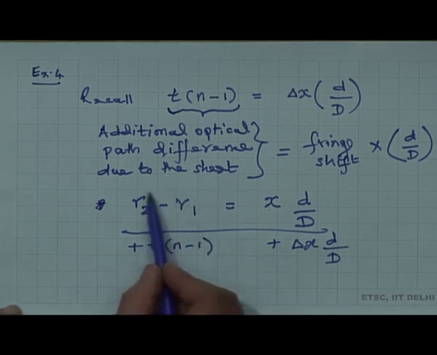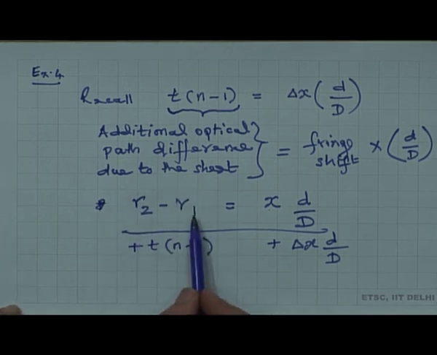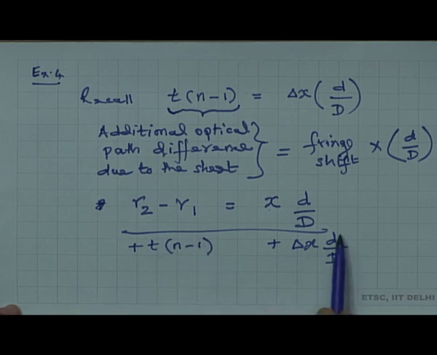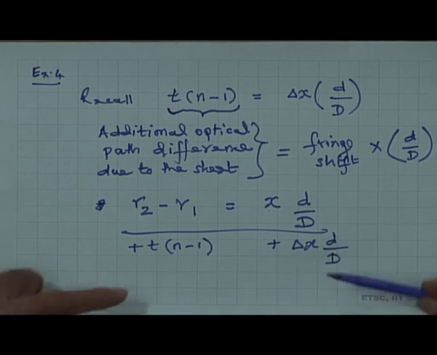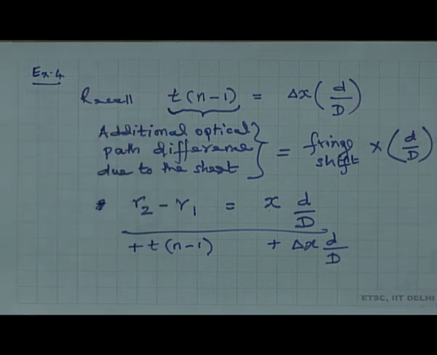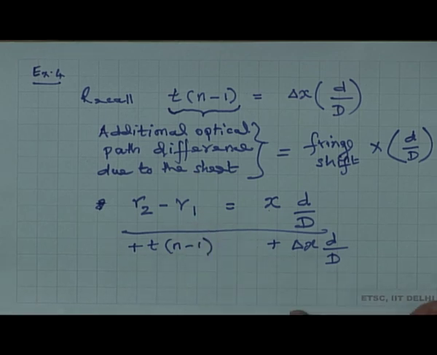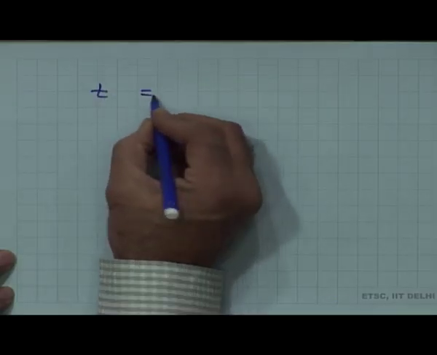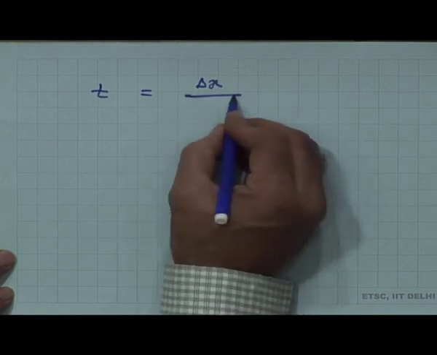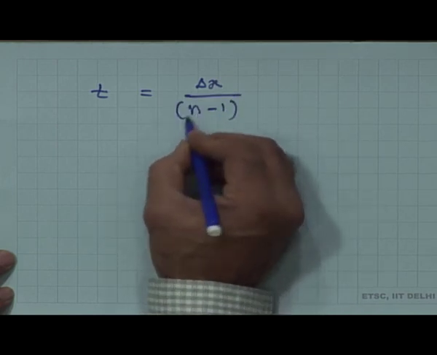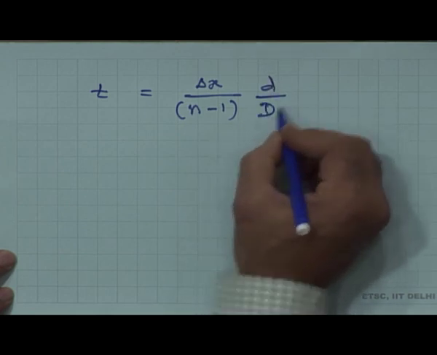So, basically the total path difference will be equal to the geometric path difference R2 minus R1 plus the additional path difference due to the sheet of refractive index n, which will be equal to an additional position shift, fringe shift delta x into d by D. That is why this term is equal to this term. So, that is how we have got this expression. We have been asked to calculate the thickness of the film, and therefore the thickness T is equal to delta x, that is fringe shift, divided by n minus 1, into d divided by D.